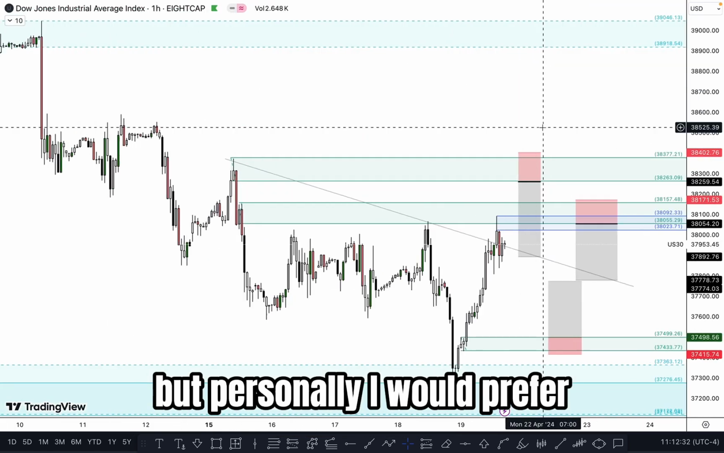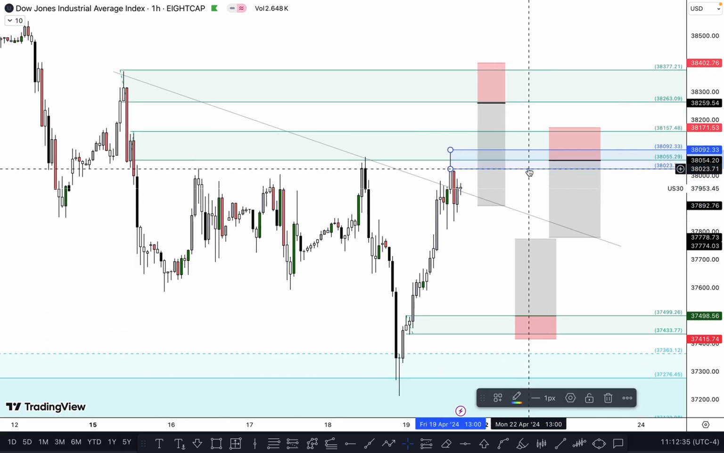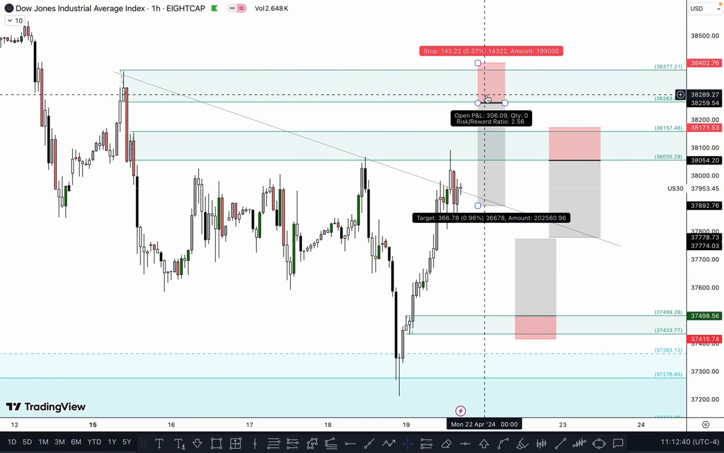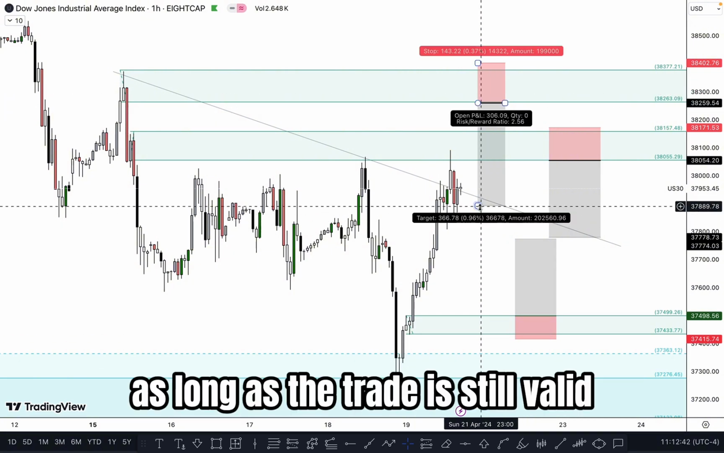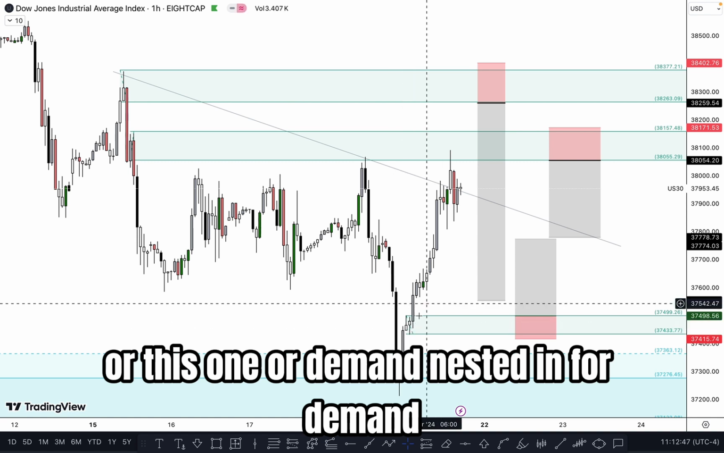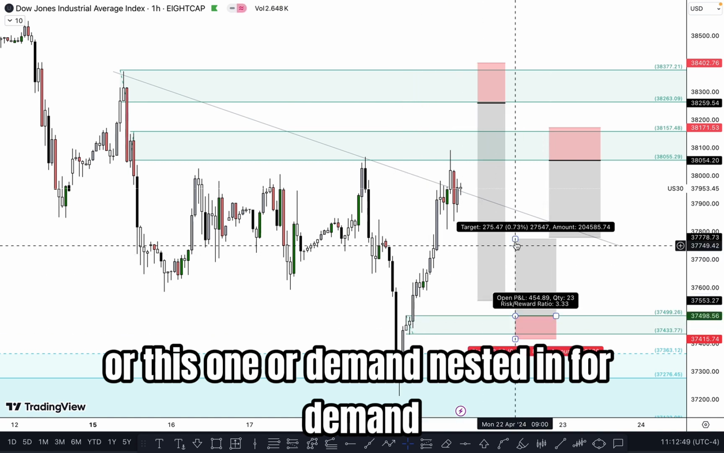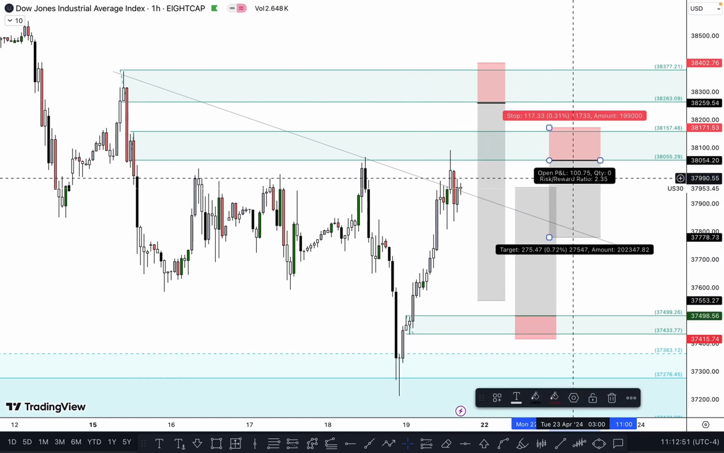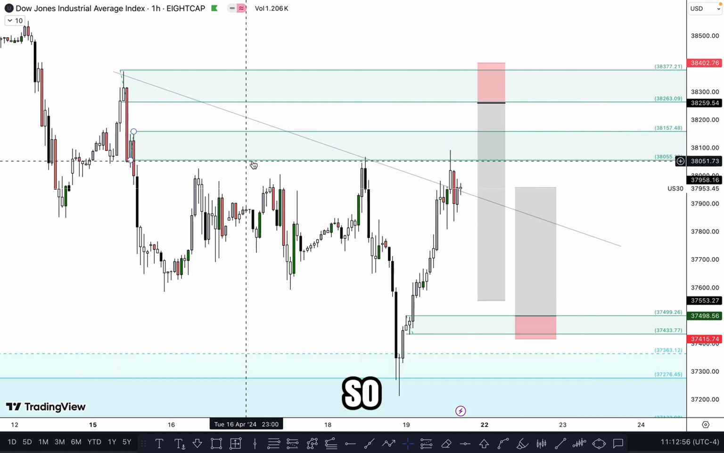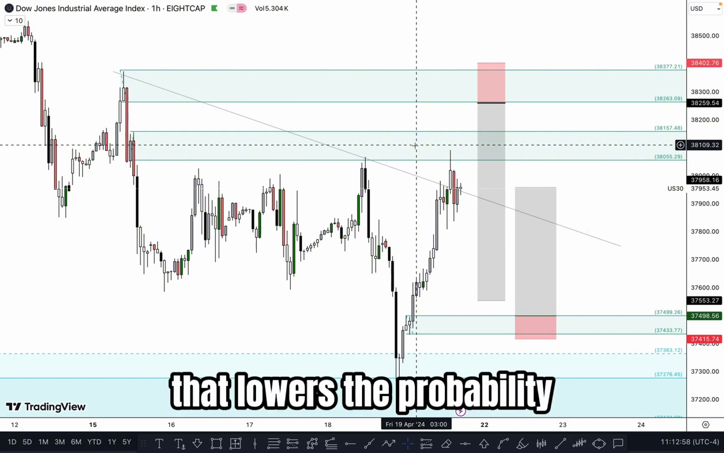But personally, I would prefer to enter here at this 1-hour supply, as long as the trade is still valid, or this 1-hour demand nested in 4-hour demand. And this zone has already been tested twice, so that lowers the probability.